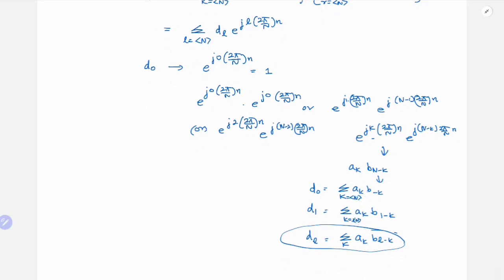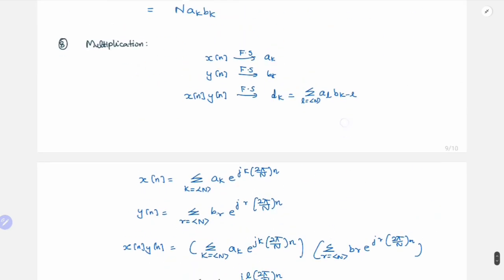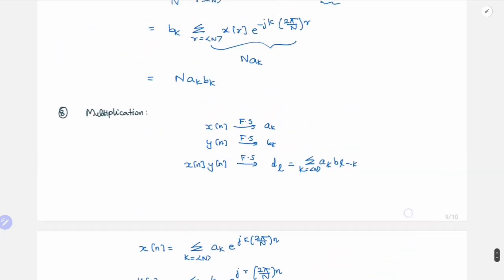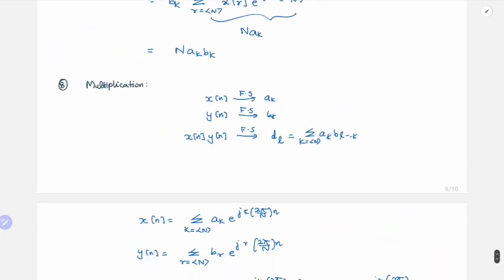So here I have written in terms of L and k, here also I'll write in terms of L. Then it will be simpler. Or maybe I'll change it there, so it is easy for you to understand. So here I'll have dl, dk. Fine. This is the property for multiplication.